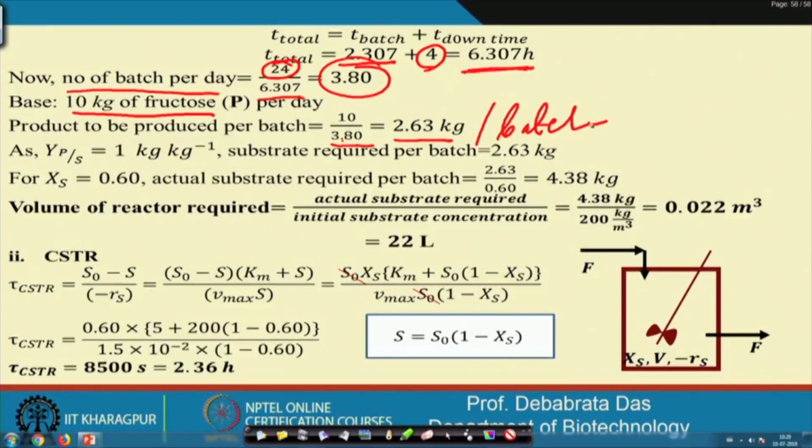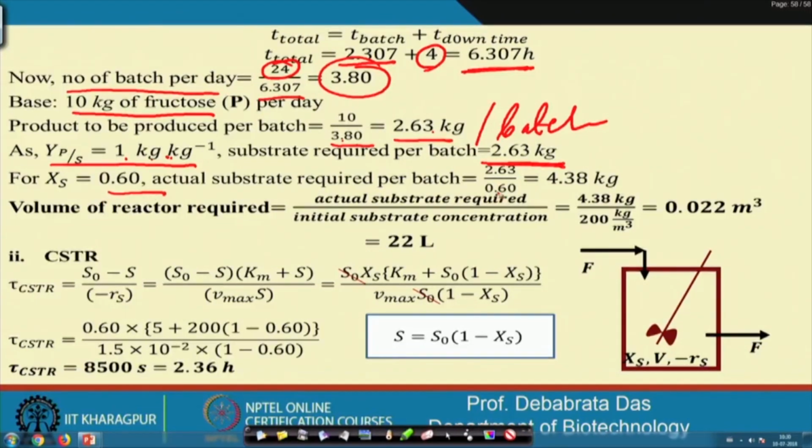Am I right? Then we know that our yield is such that 1 kg of product can be produced from 1 kg of substrate. So, how much substrate is required? Since it is 2.63 kg of product, our substrate required is also 2.63 kg. Now here we have 60% conversion of the substrate.